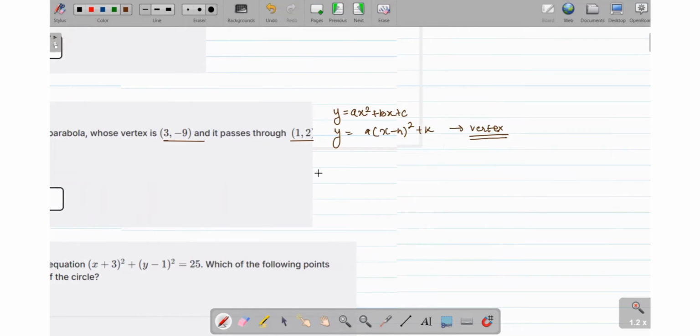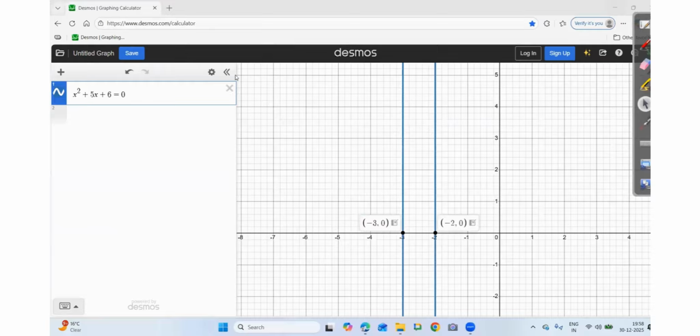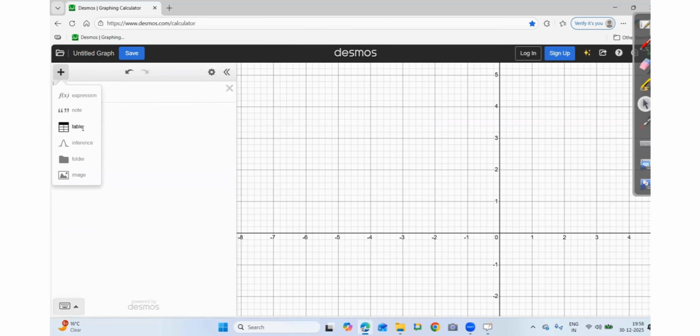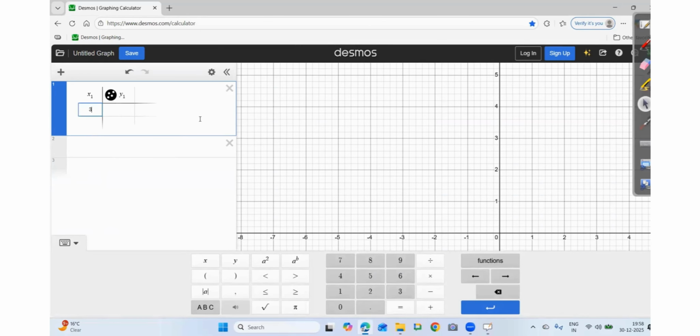Now, can we use Desmos table feature here? What do you guys think? Yes, definitely we can. Let's try to import the table here. Let's try to import the points. The first point we have is 3 comma -9. The second point we have is 1 comma 2.